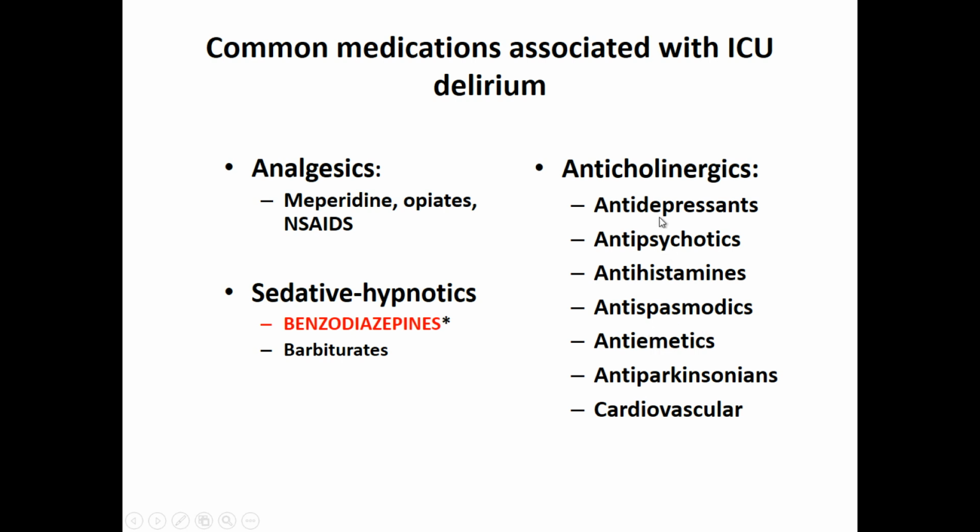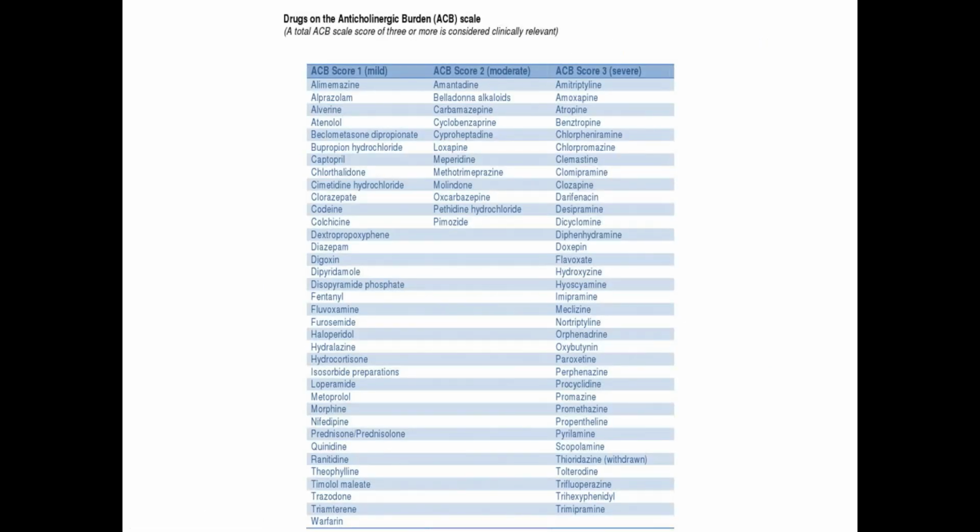The effects of any one of these may not be that great, but certainly when they're added together they can create a very high anticholinergic score, and that alone may be a considerable risk for delirium. On this slide, I've shown the anticholinergic burden scale, which has been worked out, and you can see that the worst offenders, the scores of 3, the severe anticholinergic medications, are the antidepressants. There's a very long list of medications, and of course, medications like atropine itself and scopolamine.